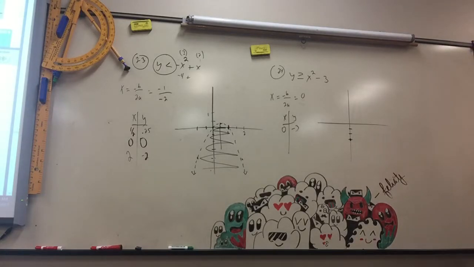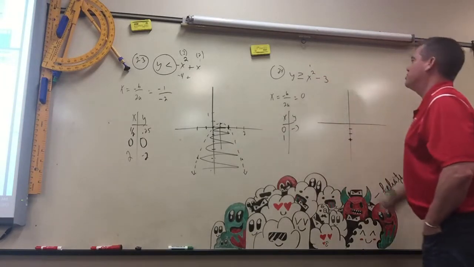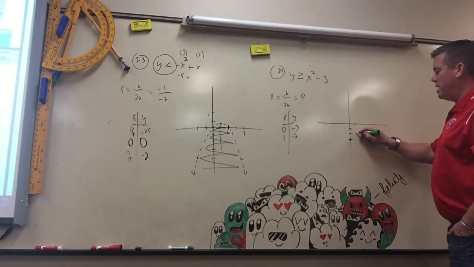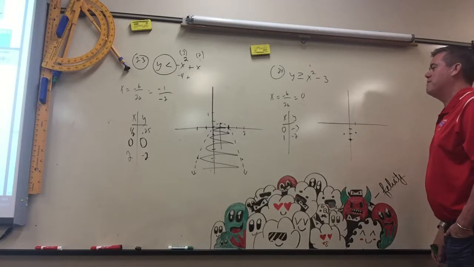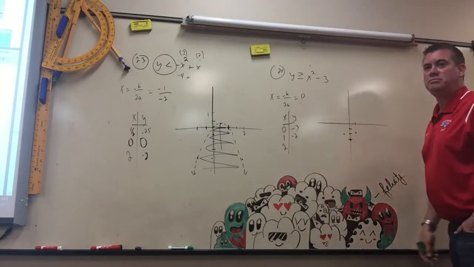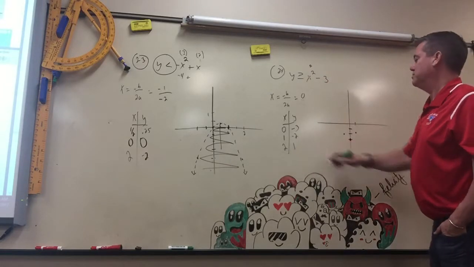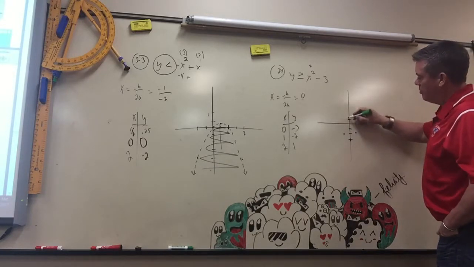So then you could put in 1. 1 squared minus 3 is negative 2. So at 1 over 2 down, and then you just flip it over to here. Then I could put 2 in. 2 squared is 4, take away 3 is 1. So 2 over, 1 up, and then flip that over.